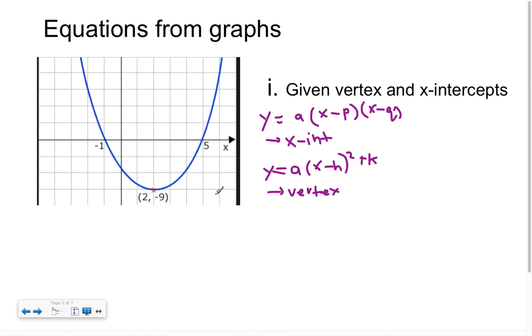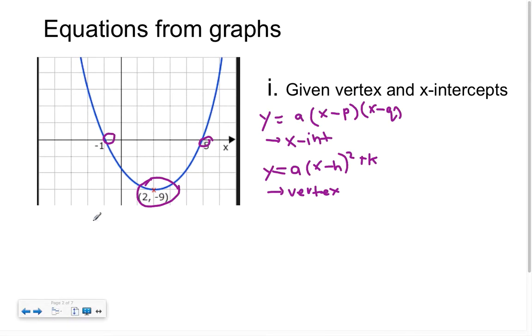So here we're given two x-intercepts. We have an x-intercept at 1 and we have another x-intercept at -1. We're also given the vertex. So because we have both of those pieces of information, it doesn't matter which form we choose to work with, either factored form or vertex form. I'm going to choose factored form because I think it's easier.